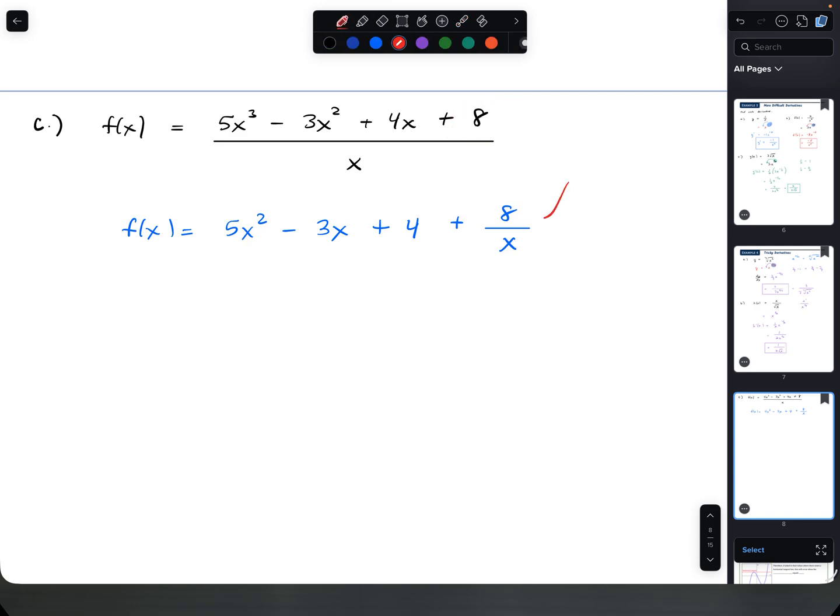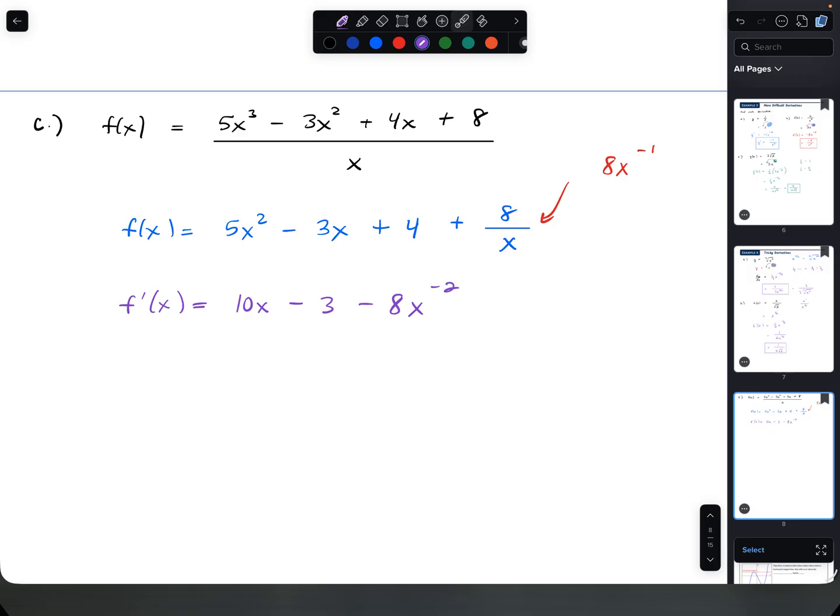And then remember, before I do the power rule, that this is the same thing as 8x to the negative 1 power. By recognizing that, it allows me to take the derivative a little bit easier. So the derivative, f prime of x, just do the power rule on each term. So it's going to be 10x minus 3. Remember, the derivative of a constant is just 0. The derivative of this, bring down the power. So it's going to be negative 1 times 8, which is negative 8. x to the power of negative 1 minus 1 is negative 2.